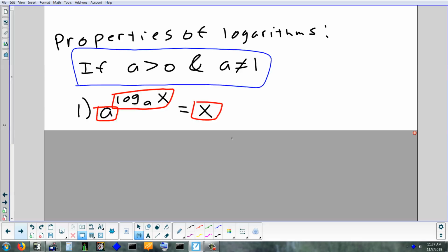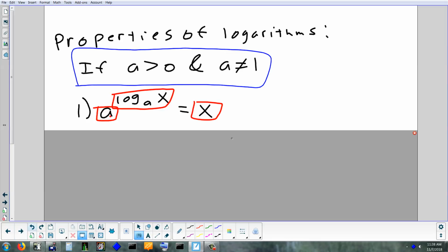If you have something that looks like that, a to the log base a of x, that's exponential. It's just that there's a log in the exponent. Well, what ends up happening is if the base on the log and the base on your exponent are the same, it's almost like these just cancel each other out. And all you're left with is the argument to the log function, and that's the answer.